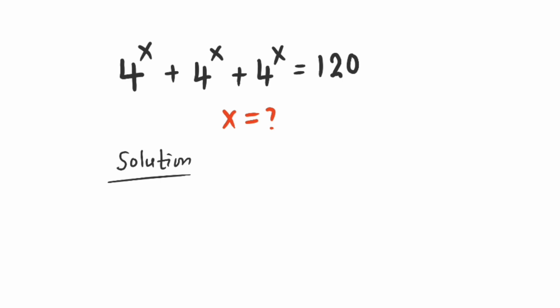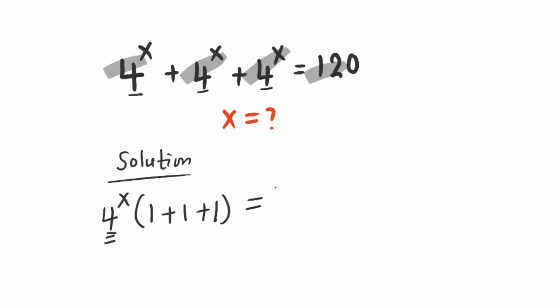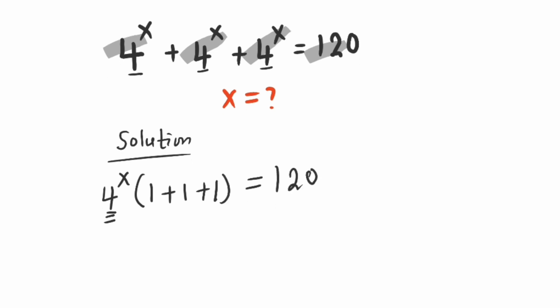Then you can see from here we have 4 raised to power s plus 4 raised to power s plus 4 raised to power s is equal to 120, meaning that 4 raised to power s is common. Let's bring it out. This is 4 raised to power s bracket. If you divide this 4 raised to power s by 4 raised to power s, we have 1 plus 1 plus 1. This is equal to 120.